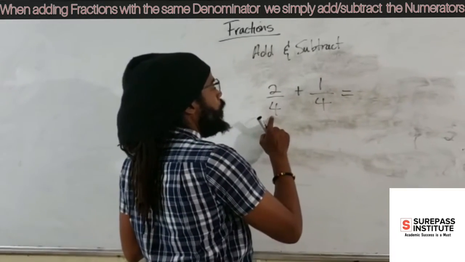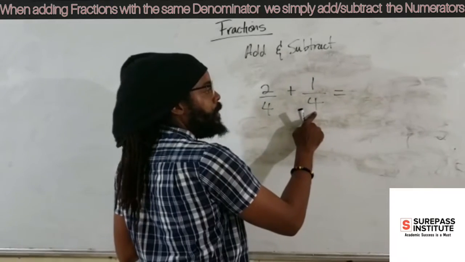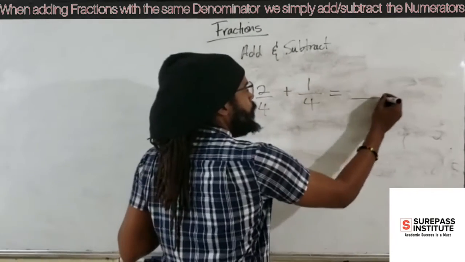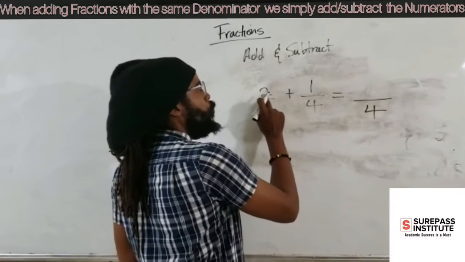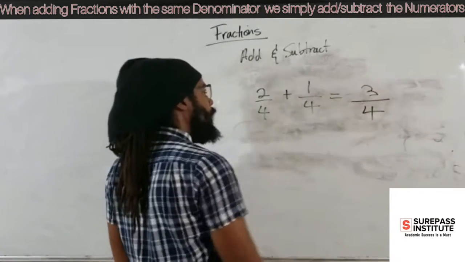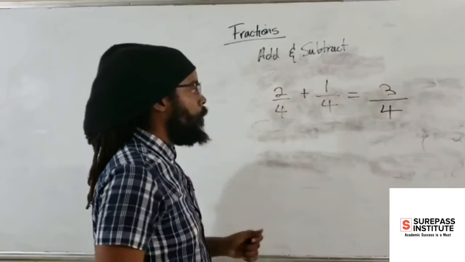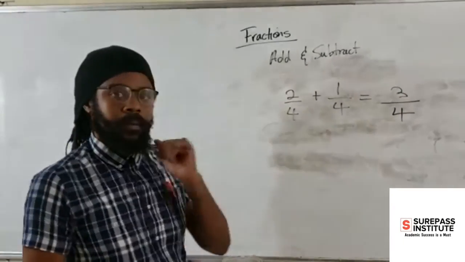So we have 4 and 4 as the denominator here. Because we have the same denominator, we let it remain. And then we simply add the numerators. 2 plus 1 gives us 3. So when we add 2 over 4 to 1 over 4, we get 3 over 4.